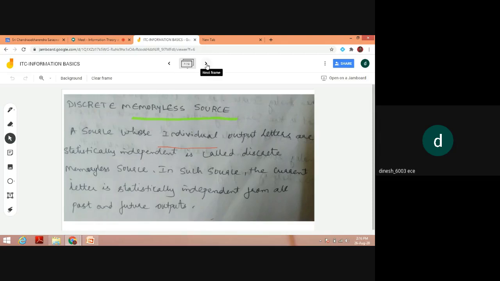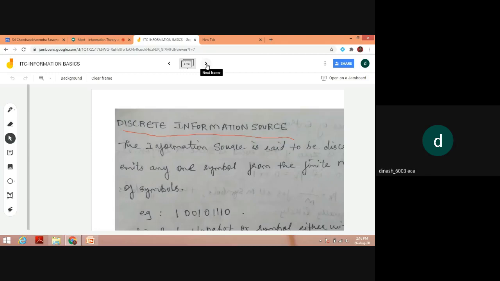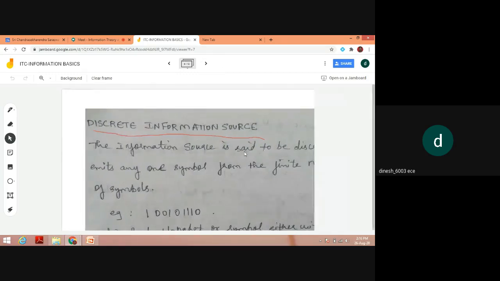And we have another type of source also, called a discrete information source. The information which is said to be discrete is emitted by only one symbol.